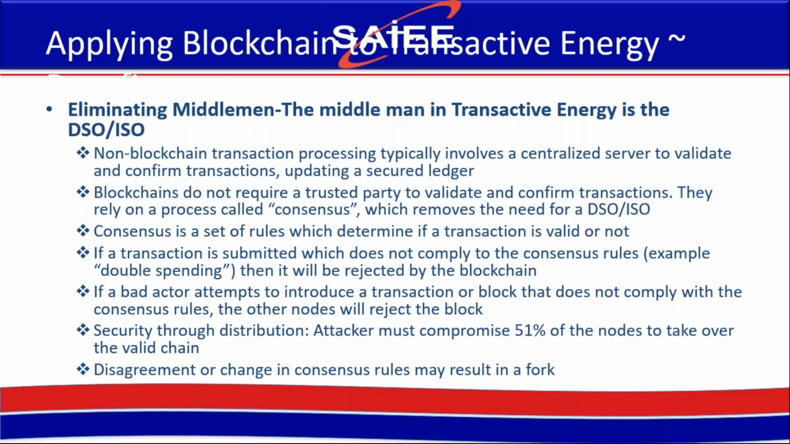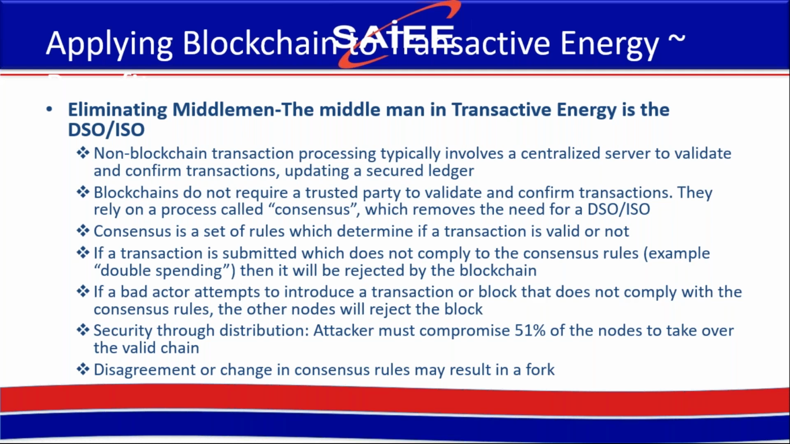The good thing, blockchain eliminates the middleman. The middleman in transactive energy is the DSO. So the DSO as a market operator is the middleman. We don't want him. We want to remove him. Non-blockchain transactions typically involve a centralized server to validate and confirm transactions, updating a secure ledger.